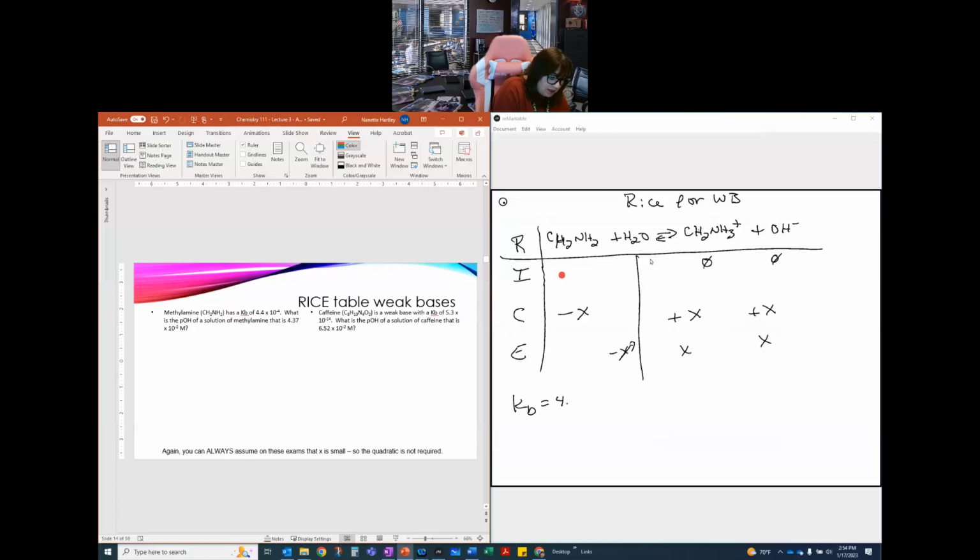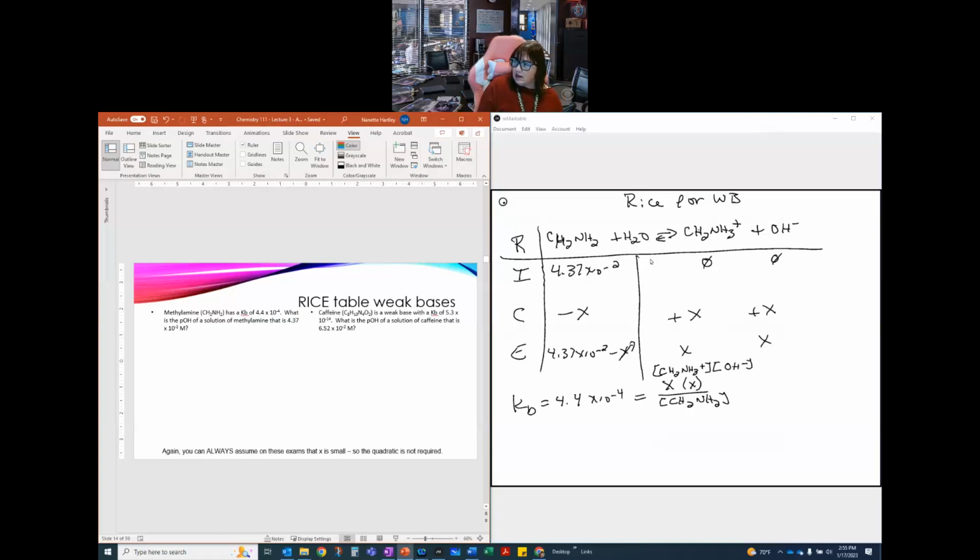I apologize. That's my Kb, not my initial concentration. My initial value is 4.37 times 10 to the minus 2. So my Kb is 4.4 times 10 to the minus 4th. That's equal to x times x over the concentration of CH2NH2. And of course, that x times x came from the CH2NH3 plus and the OH minus. So that's where those two x values came from, just so we're clear.